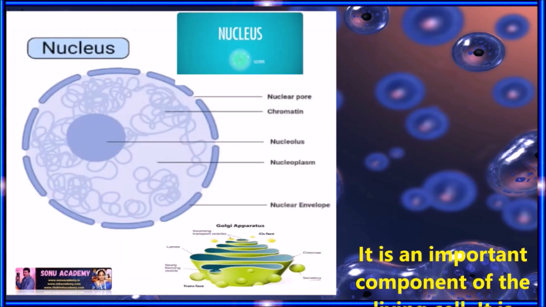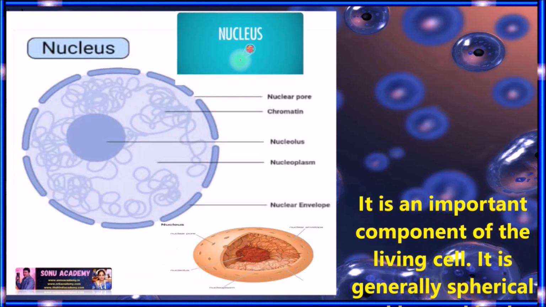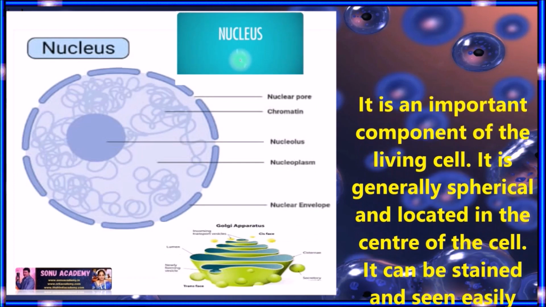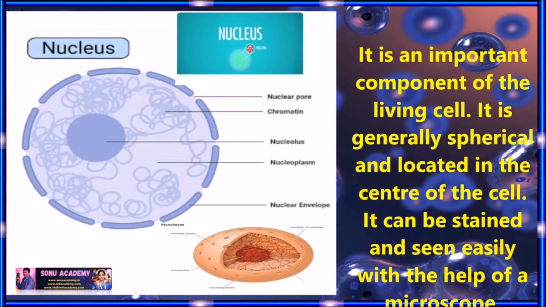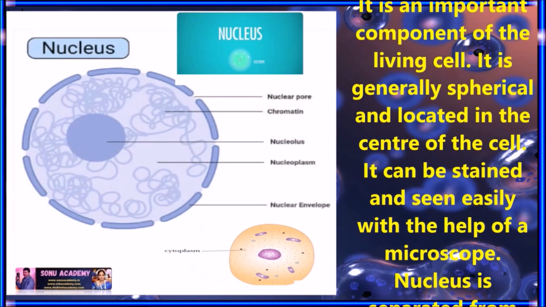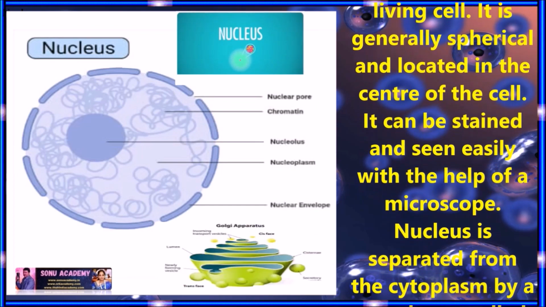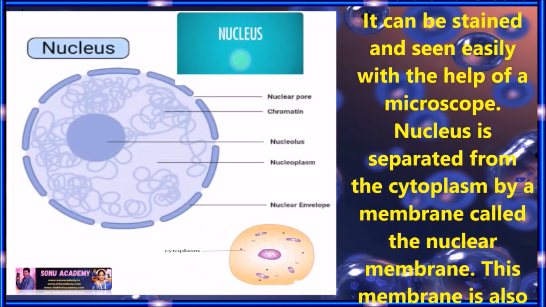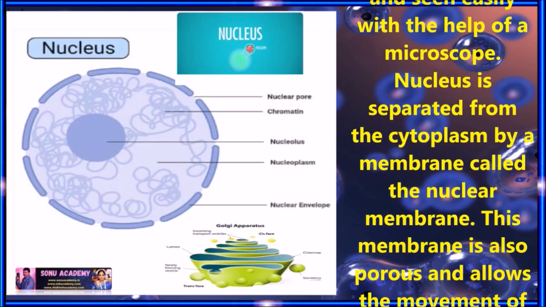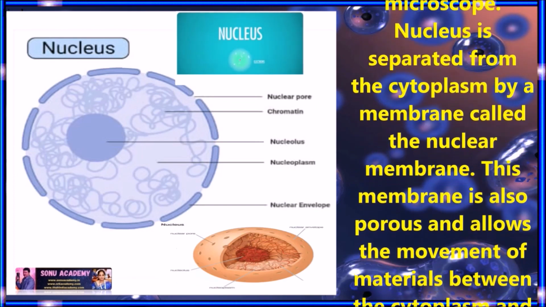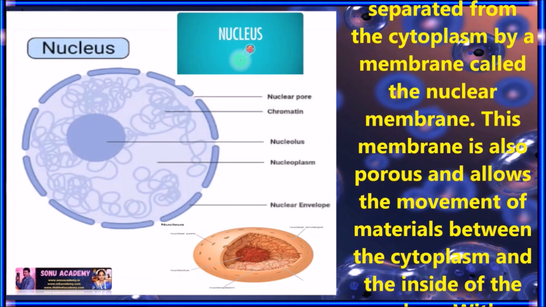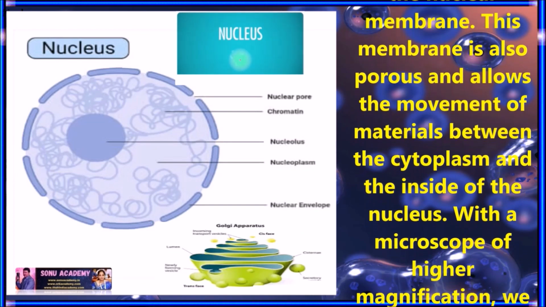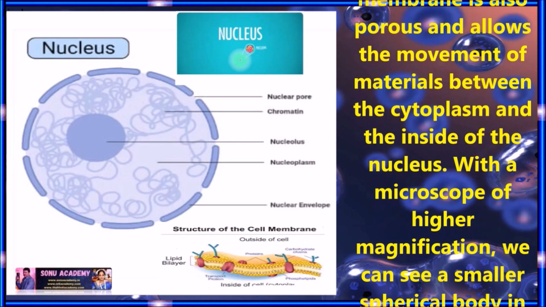Now let us discuss the nucleus. Nucleus is an important component of the living cell. It is generally spherical and located in the center of the cell. It can be stained and seen easily with the help of a microscope. Nucleus is separated from the cytoplasm by a membrane called the nuclear membrane. This membrane is also porous and allows the movement of material between the cytoplasm and the inside of the nucleus.